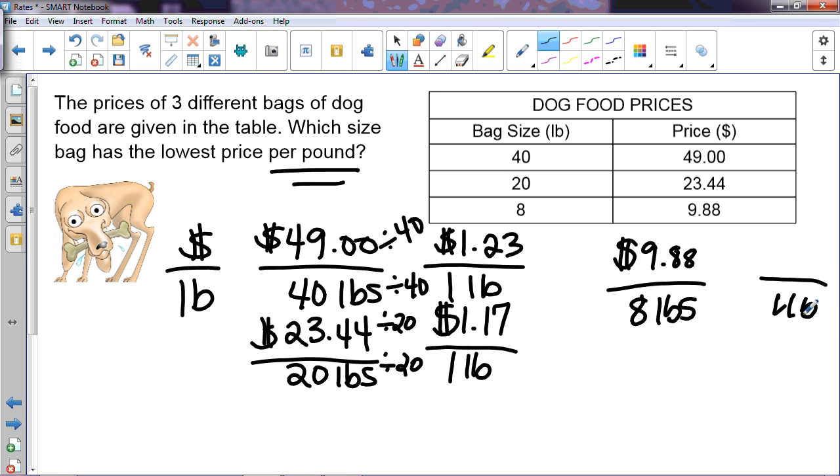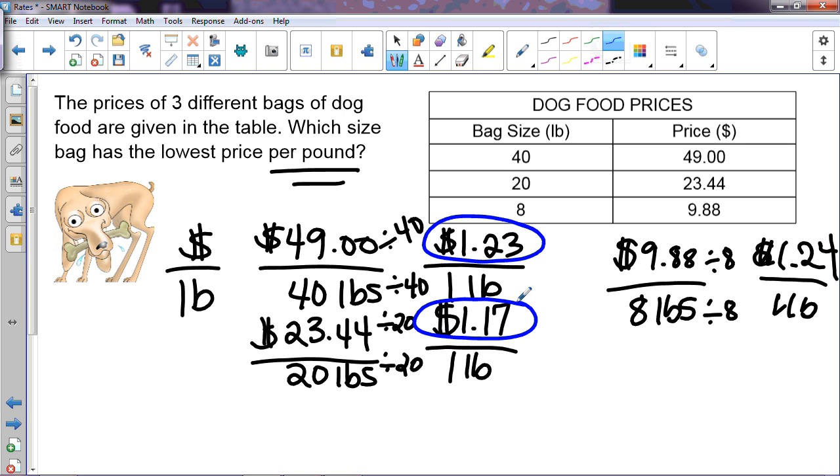So I'm going to put it over here, $9.88, and we have 8 pounds. Again, I need to simplify it so that I can find the price of just 1 pound. Sorry, this side of my board's a little off. To do that, I'm going to divide by 8 on the top and the bottom. If I were to do that, I would find out that it is $1.24 per pound for that 8 pound bag.